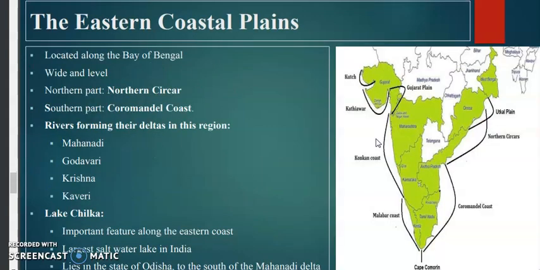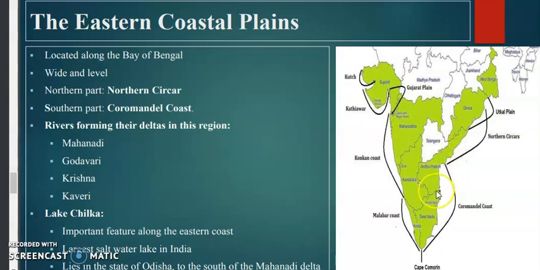In this way, the eastern coastal plain is located along the Bay of Bengal. The northern part of the eastern coastal plain is called Northern Sarkar, and the southern part is called the Coromandel coast. These coasts, Northern Sarkar, Coromandel, Malabar, Konkan, Kannad, all come as map pointing also. Almost all the rivers start from the Western Ghat and flow towards this side. Mahanadi, Godavari, Krishna, Kaveri rivers flow towards this side and they form deltas also.